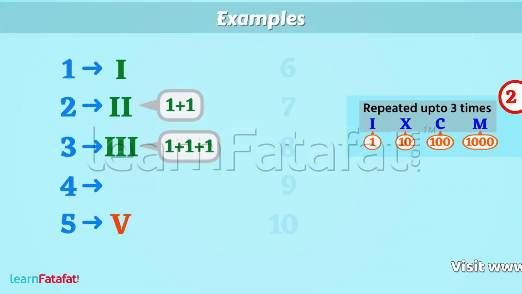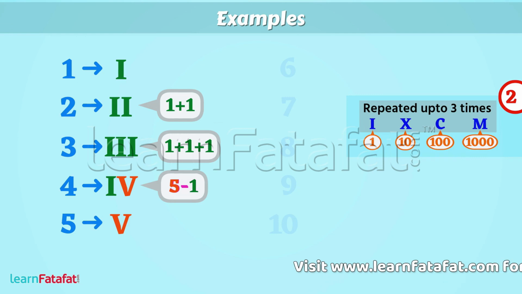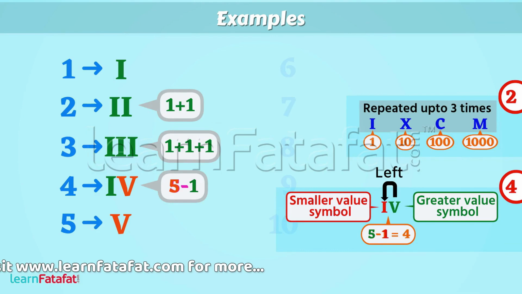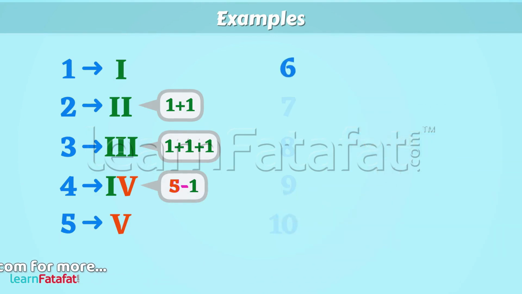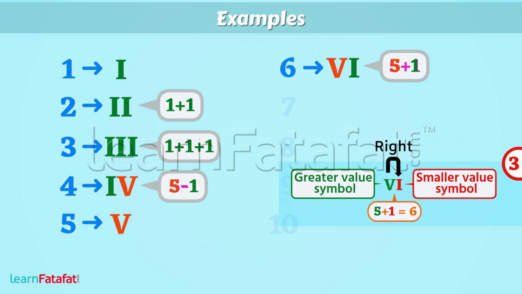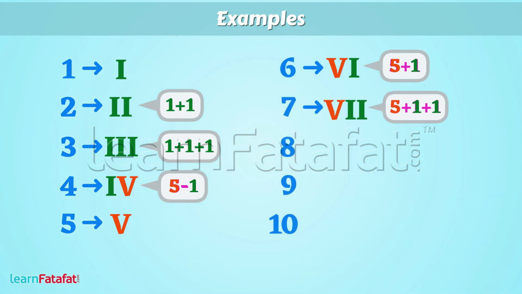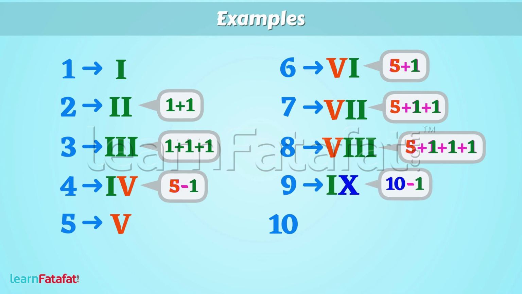then 4 can be obtained by 5 minus 1. So, by rule 4, we should write the symbol for 1 to the left of the symbol for 5. 6 is 5 plus 1. So, by rule 3, we write the symbol for 1 to the right of the symbol for 5. Similarly, 7 is 5 plus 1 plus 1. 8 is 5 plus 3 ones. 9 is 10 minus 1, and 10.